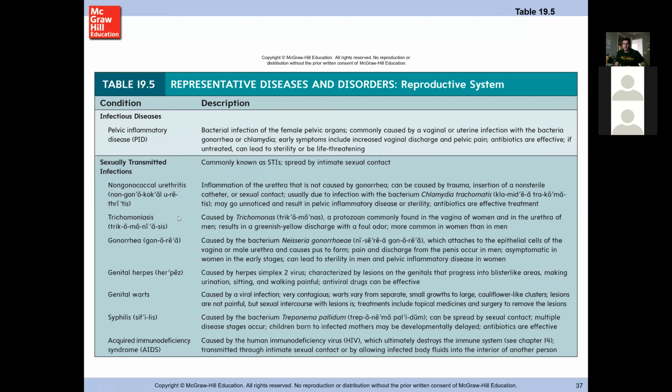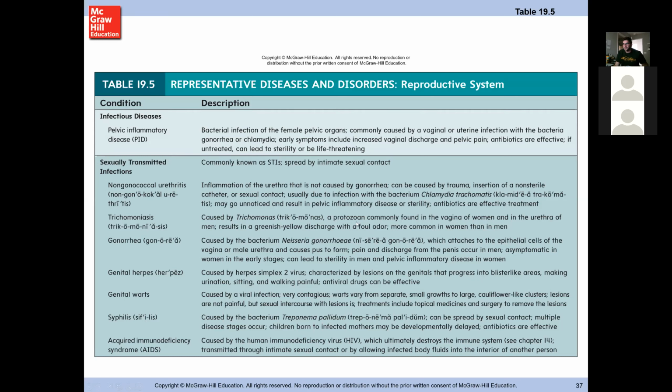Some of our more common STIs: non-gonococcal urethritis, an inflammation of the urethra that is not caused by gonorrhea and can be caused by trauma, insertion of a non-sterile catheter, or sexual contact, usually due to infection with the bacterium Chlamydia trachomatis. This may go unnoticed and result in pelvic inflammatory disease or sterility. And antibiotics are going to be an effective treatment here.